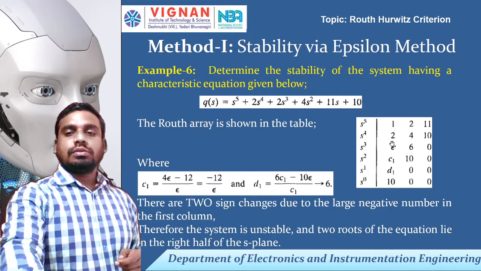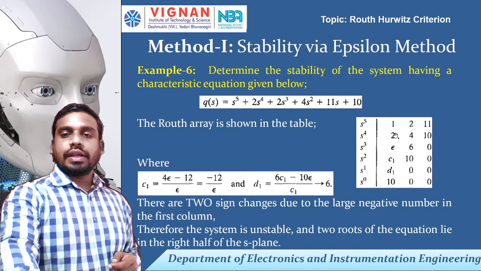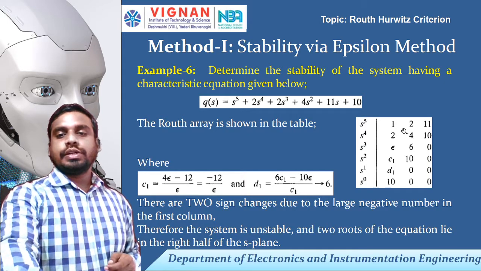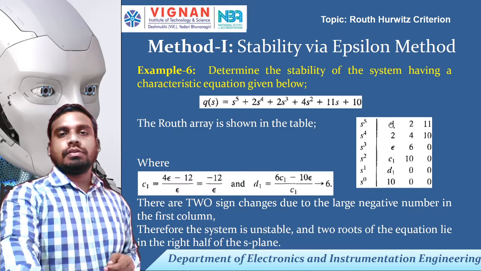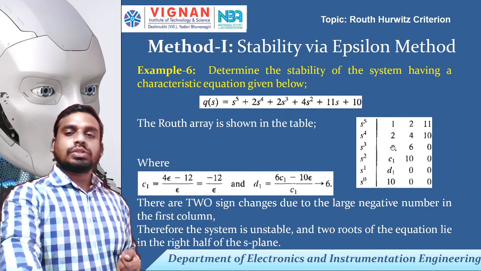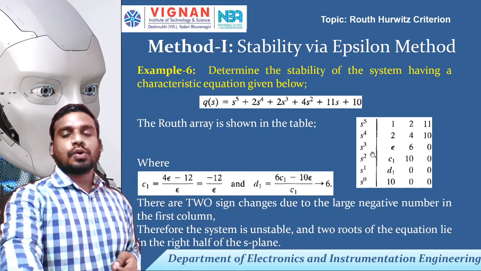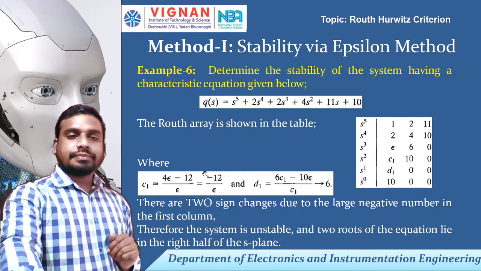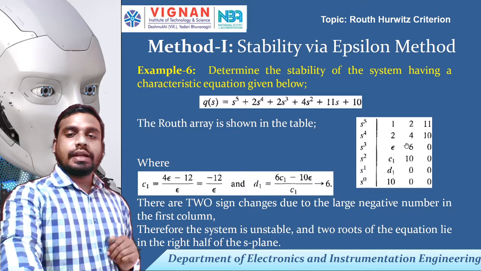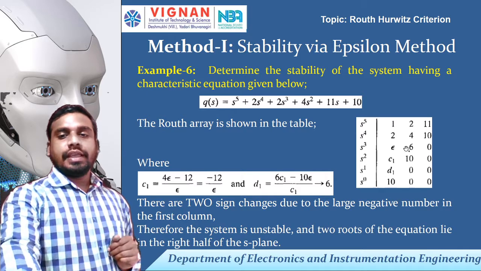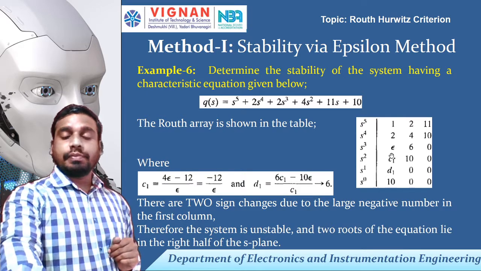Now what we have to do? If you calculate, 2 into 2 minus 4 into 1 by 2. 2 into 2 is 4, 4 minus 4 is 0. So what we got here is 0. So substitute epsilon here, the smallest positive value, epsilon. The next term you can calculate as 2 into 11 minus 10 into 1 by 2. You get 6. Then when you are calculating the next term, you have to make use of this epsilon.